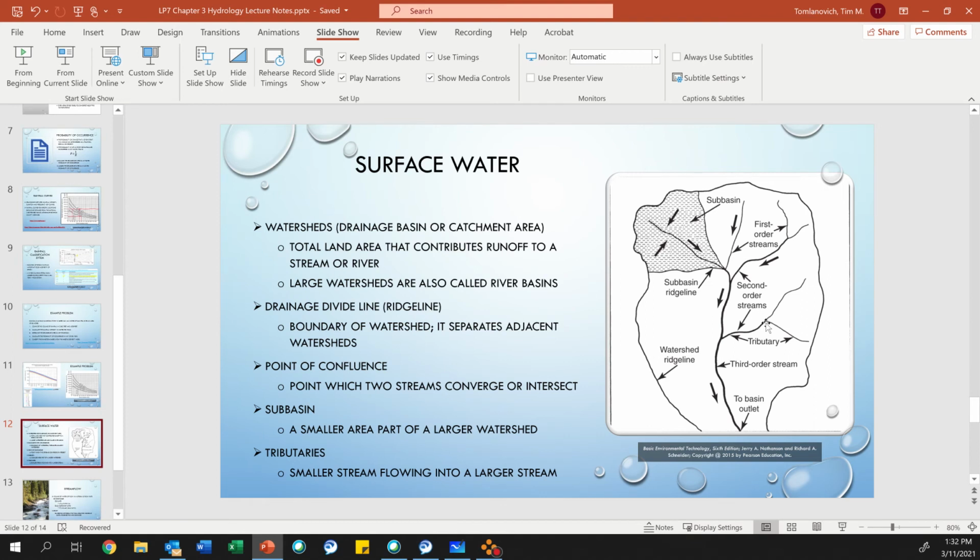So here's another tributary. And basically what we figure out, this is the entire perimeter of the watershed right there. Okay, and then this is the outlet. So basically what we need to do is figure out a subbasin. Point of confluence is right there.